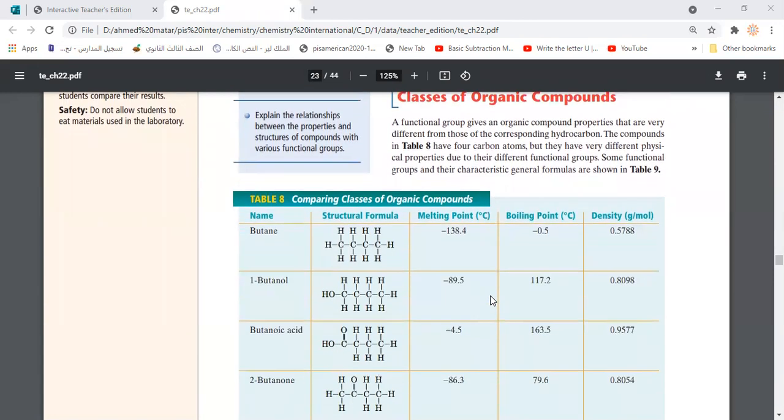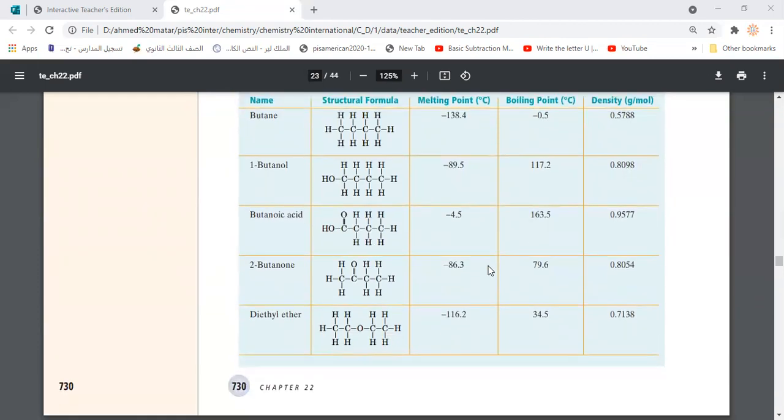For example, if we look at this table, we're going to find that we have different organic compounds. All of them contain four carbons, as we said at the beginning of the session. What is the difference? The basic hydrocarbon, the alkane that has four carbons, is butane. So that's the basic hydrocarbon. If you look at its physical properties, its melting point is minus 138.4 degrees, while its boiling point is negative 0.5, and its density is about 0.5.